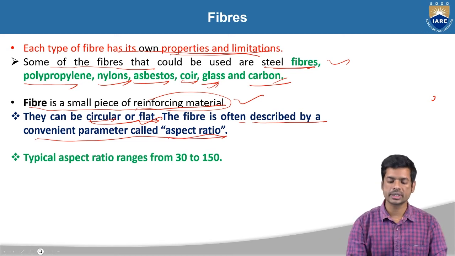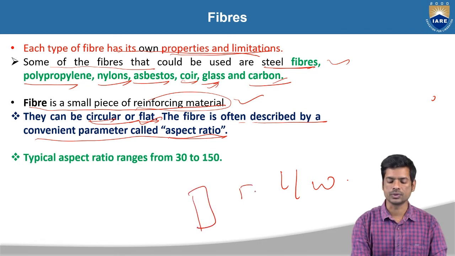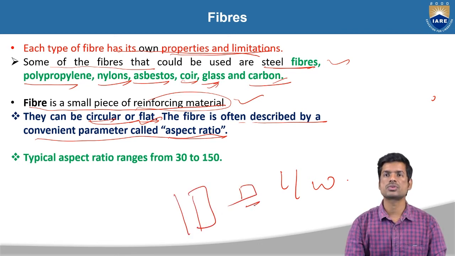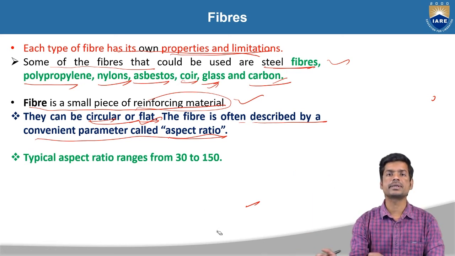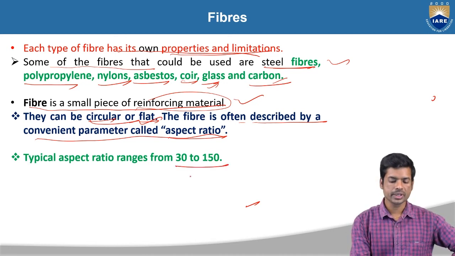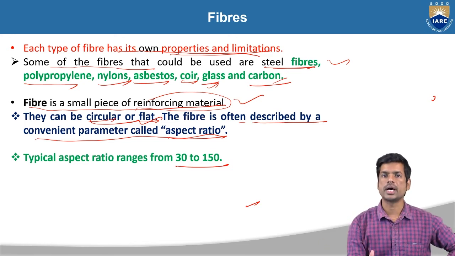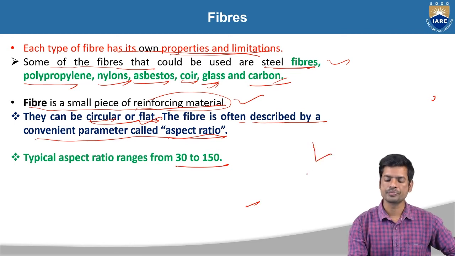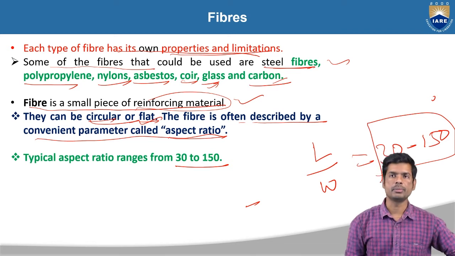Aspect ratio is nothing but the length to width ratio. So this is your fiber, and this is the top view. This length to this width ratio is called the aspect ratio. The typical aspect ratio of different fibers should be in the range of 30 to 150. Whatever fiber you are using in the concrete, the aspect ratio, which is length to width ratio, should be between 30 and 150. This particular ratio we have to maintain. That is what about the fiber aspect ratio.